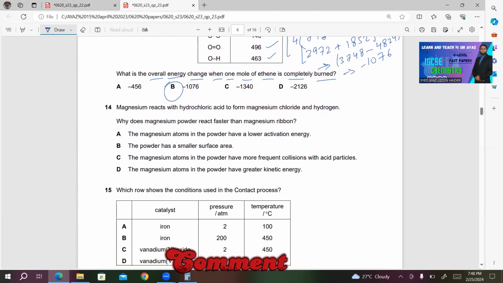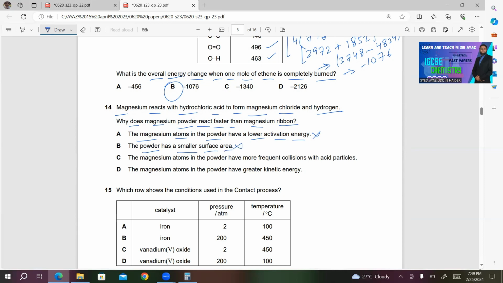Number 14, magnesium reacts with hydrochloric acid to form magnesium chloride and hydrogen. Why does magnesium powder react faster than magnesium ribbon? A, the magnesium atoms in the powder have a lower activation energy. This is incorrect. B, the powder has a smaller surface area. This is also incorrect. C, the magnesium atoms in the powder have more frequent collisions with acid particles.